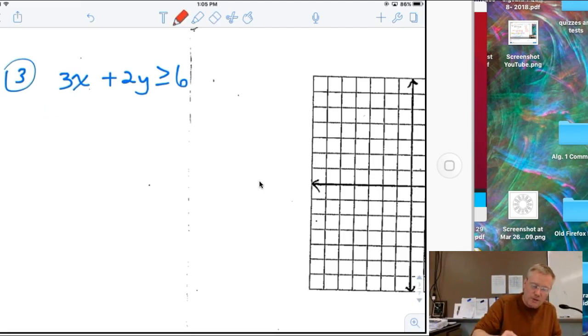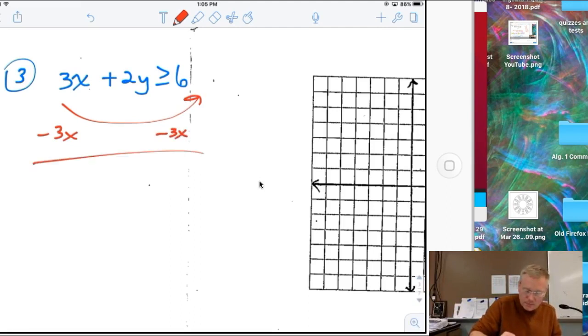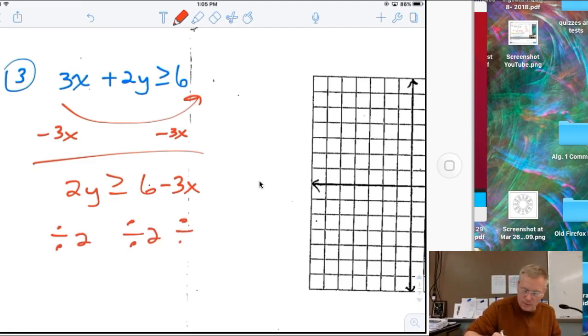I got this 3x, I want to get it over there to the other side, so the opposite of adding 3x is subtracting 3x, which leaves me with 2y is greater than or equal to 6 minus 3x, okay? And last but not least, I'm going to divide by 2, divide everything by 2.